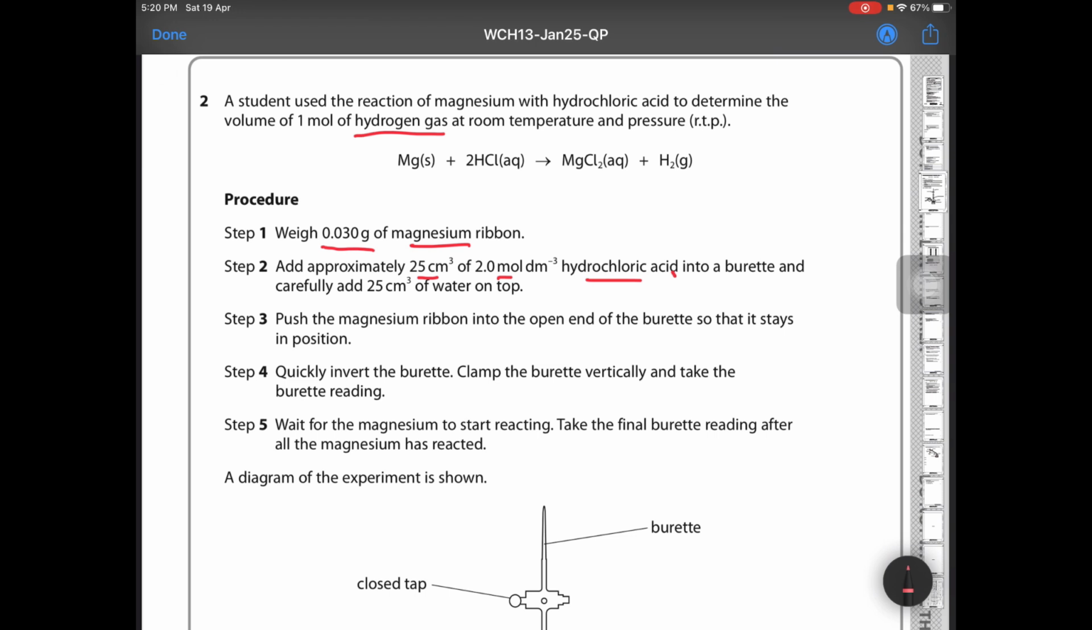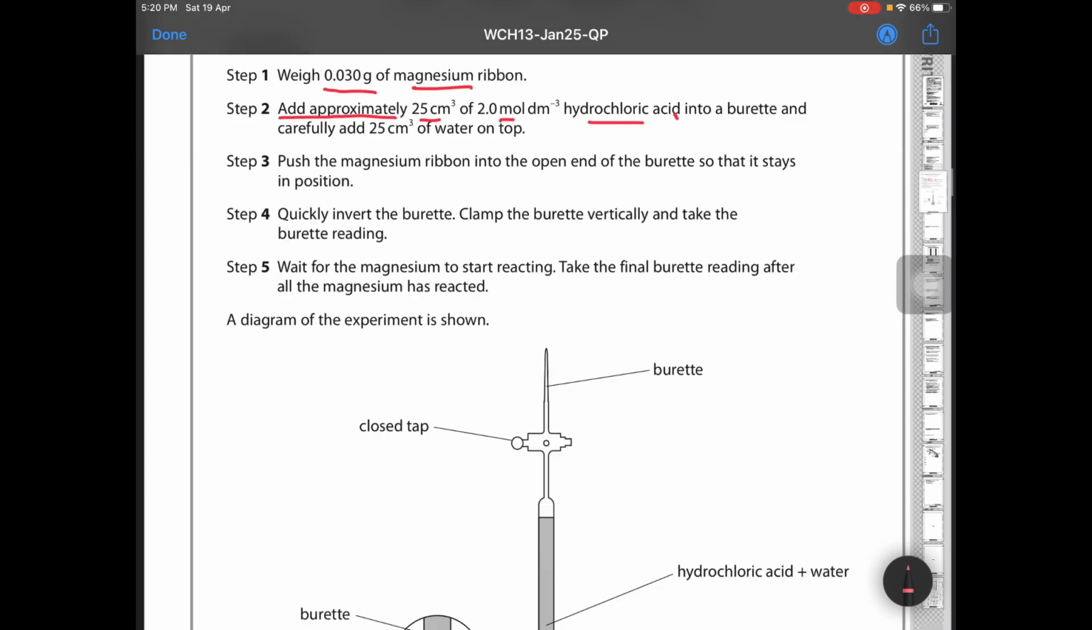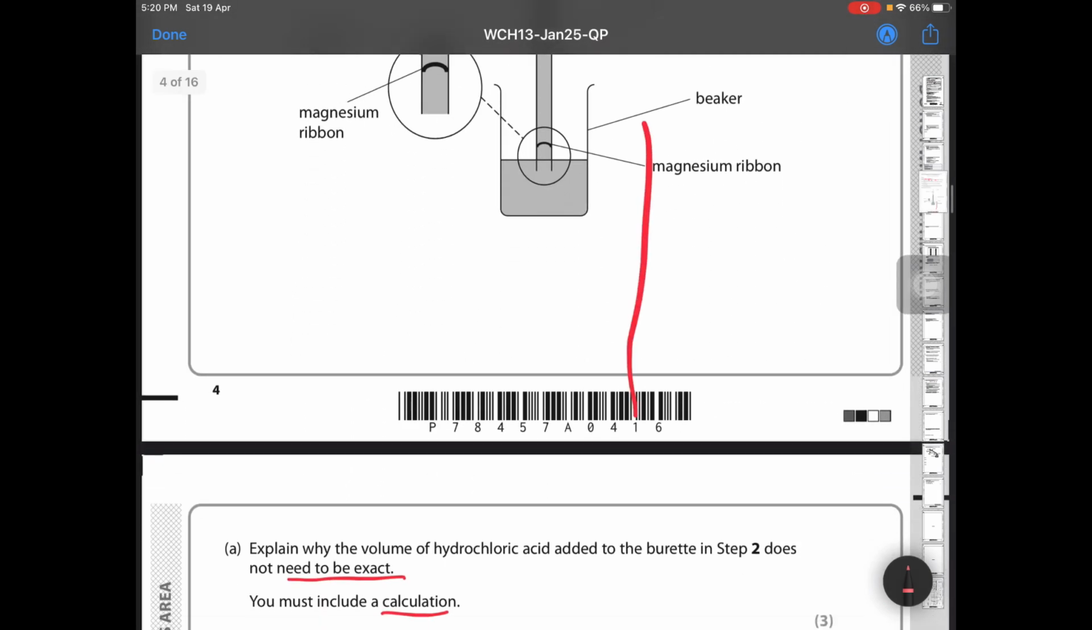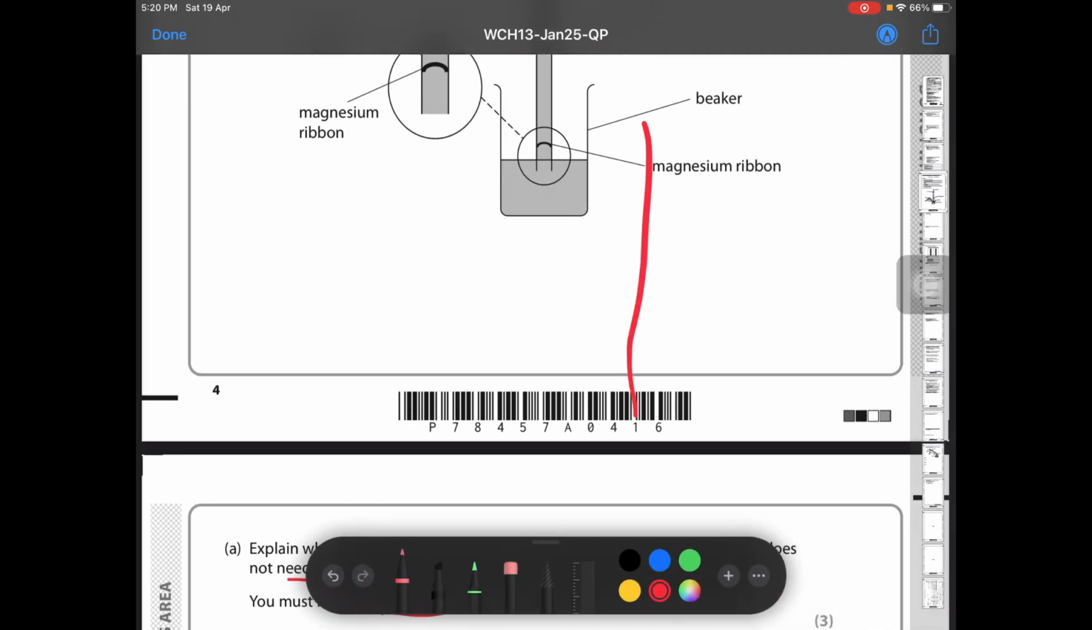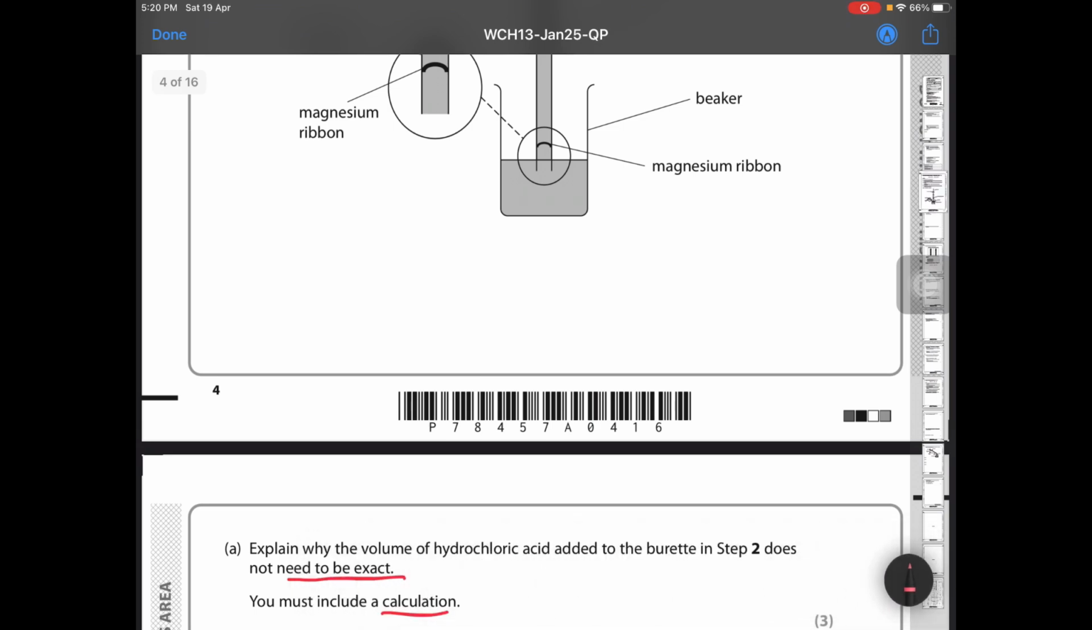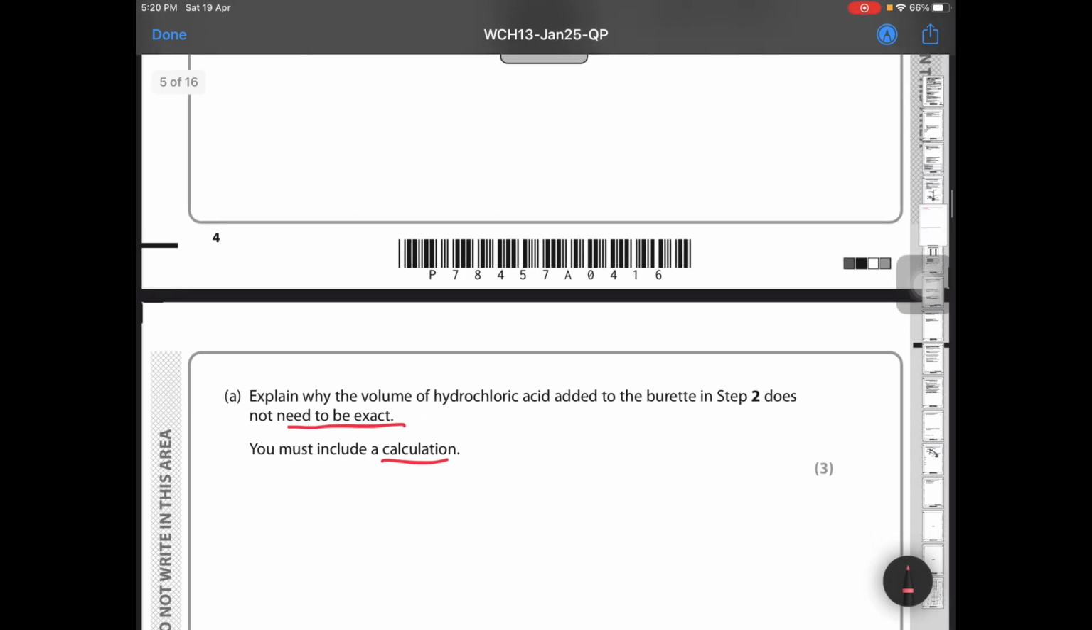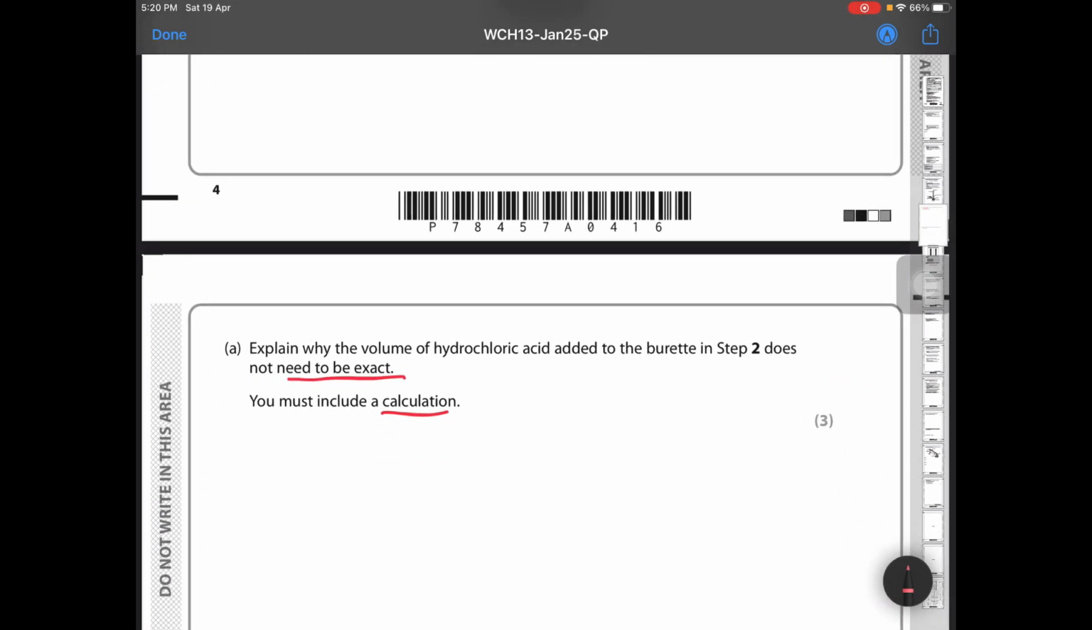So this question is talking about magnesium reacting with hydrochloric acid and the amount of hydrogen gas produced in the burette, which has been kept upside down. So they are using the burette over here to collect the gas. As the gas is collected, the volume of water will go down and you will collect the gas. In this, it says why in step 2 the amount of acid need not be exact.